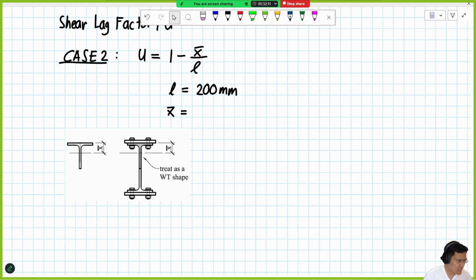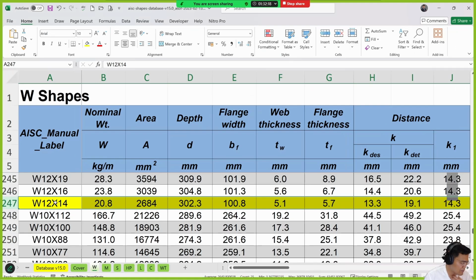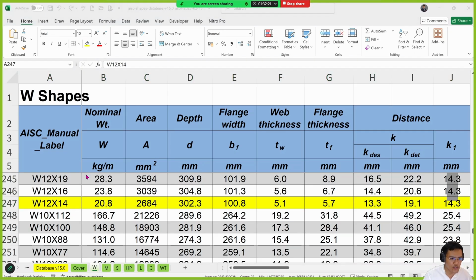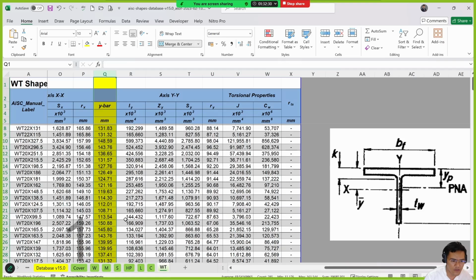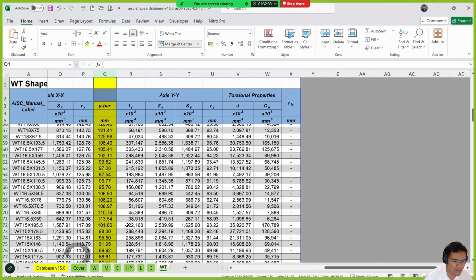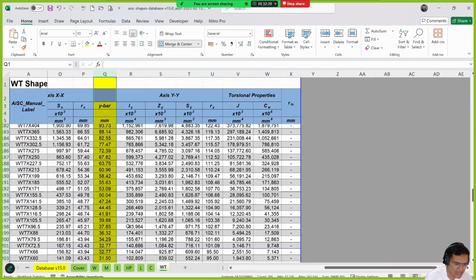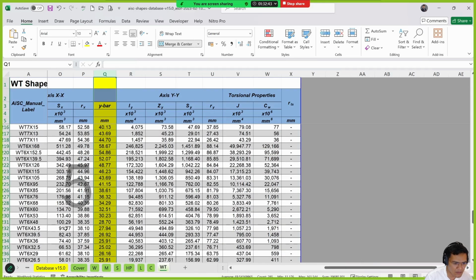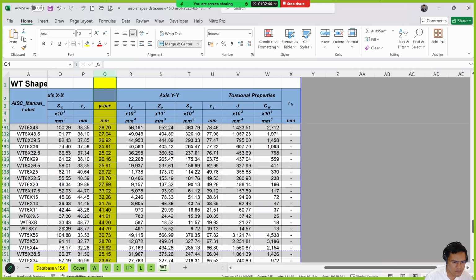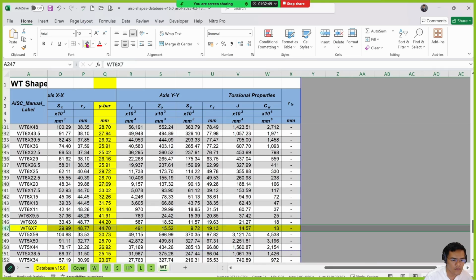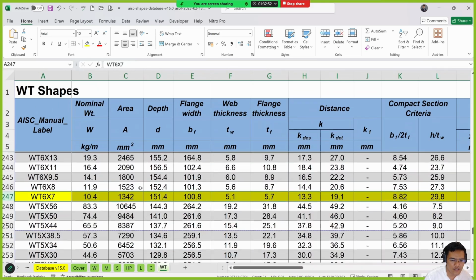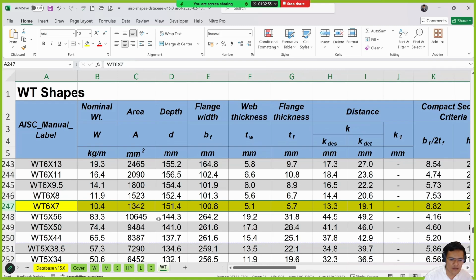Now, the strategy on how to define its equivalent WT is, first, go to the given section. It says here W12 by 14. Its equivalent, just to give you an idea, you just divide that by 2. So, that means WT 6 by 7. And we will check later if our assumption matches. WT 6 by 7 should have only half the depth or half the area, because you halved the given section. 6 by 7. Let's reflect its parameters. Okay, double check.